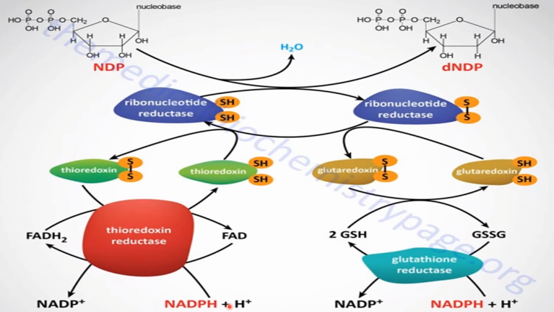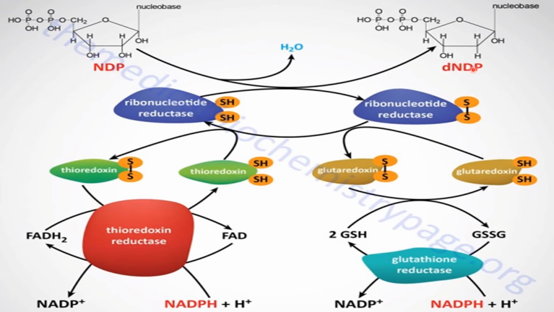Here the hexose monophosphate shunt helps the synthesis of purine as well as pyrimidine by two means. Number one, it donates ribose 5-phosphate for the synthesis of purine and pyrimidine, and also it donates NADPH, which is formed in the hexose monophosphate shunt pathway and is required for the reduction of nucleotide diphosphate to deoxynucleotide diphosphate.